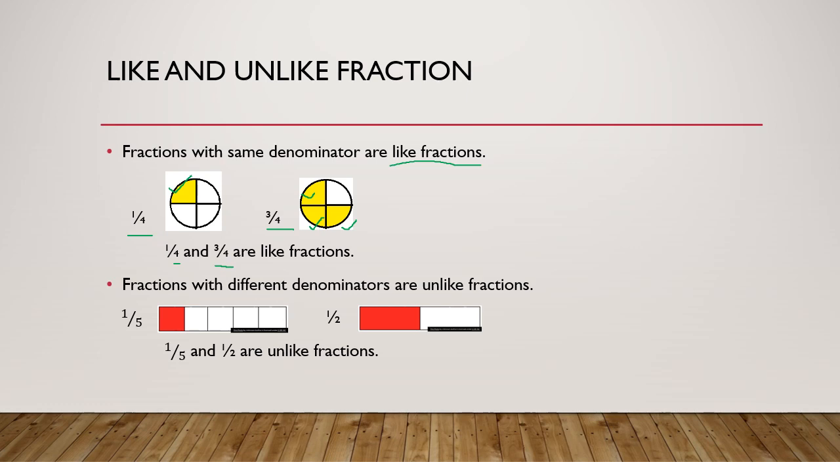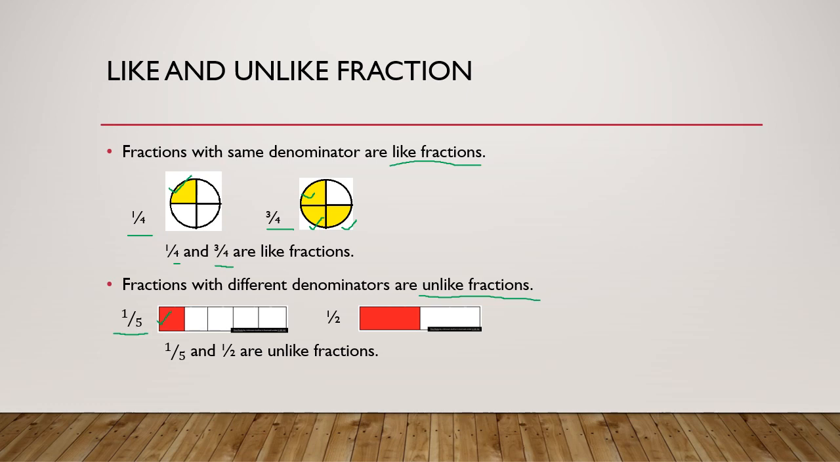Now fractions with different denominators are unlike fractions. See the example here. We have this figure. Here we divide it into 5 equal parts and we shade one part. So in fraction we write it as 1 upon 5. Total we are having 5 and 1 is shaded, so we write it as 1 upon 5.